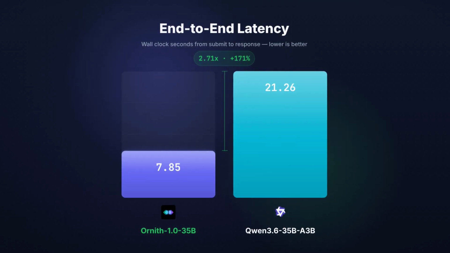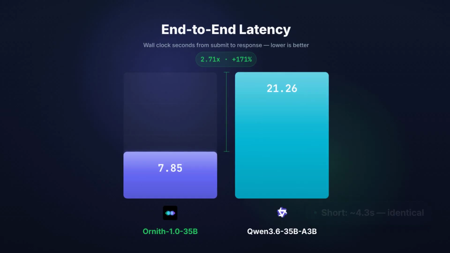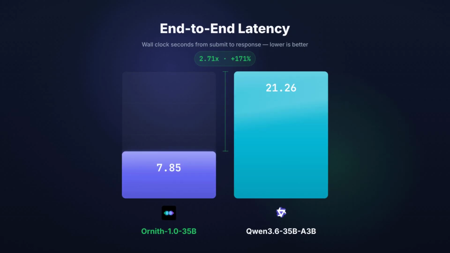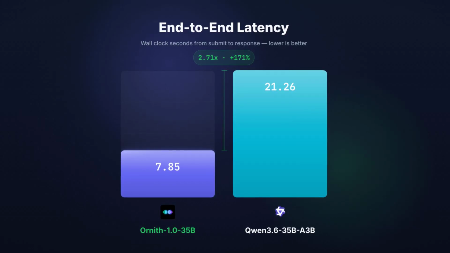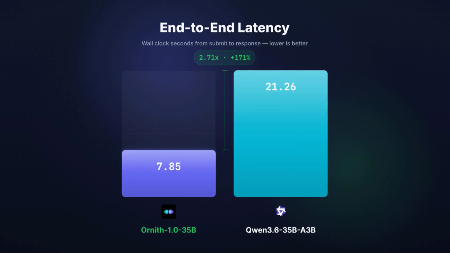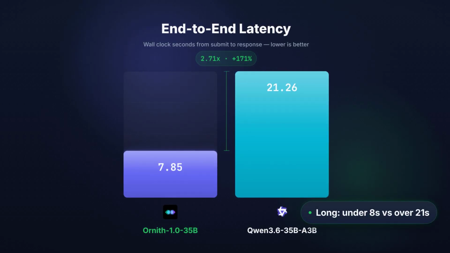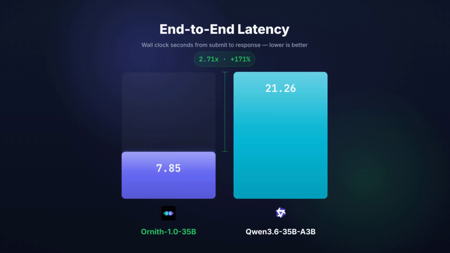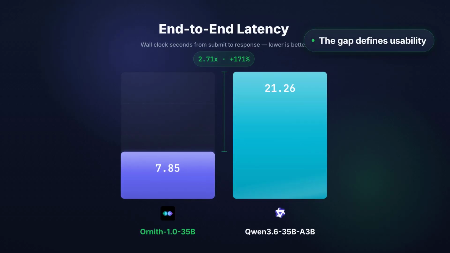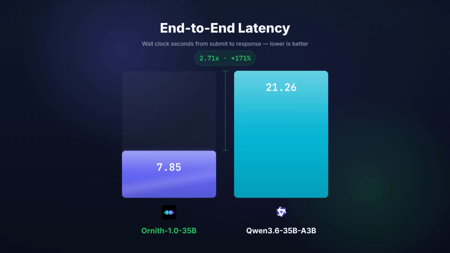For short chat messages under 100 tokens, both models respond in about 4.3 seconds. You will not notice a difference. For medium-length prompts around 2,000 tokens, Ornith delivers in 4.7 seconds versus Qwen's 6.8. That is a 2-second advantage you will actually feel. For long 20,000 token contexts, Ornith finishes in under 8 seconds, while Qwen takes over 21 seconds. At that point, the gap is not just noticeable. It defines whether the tool feels usable.